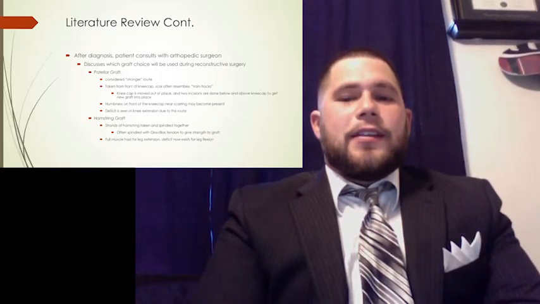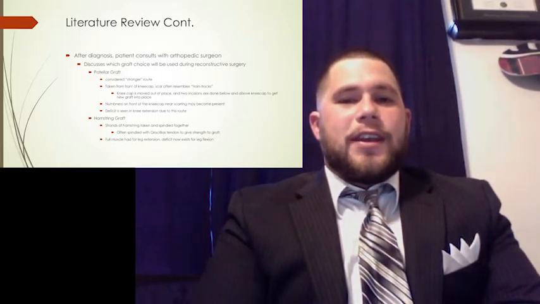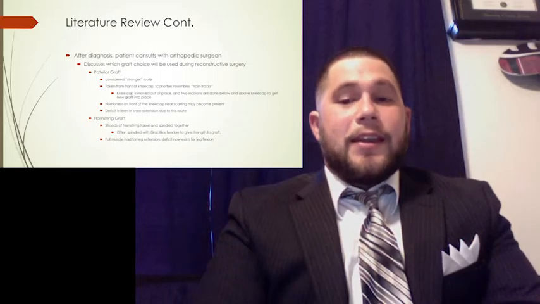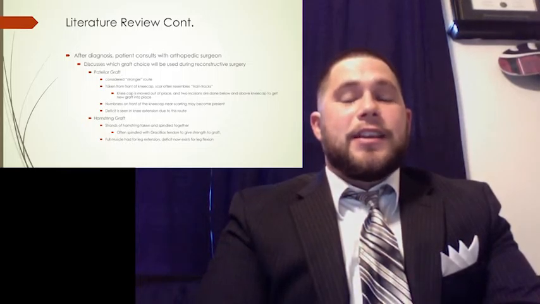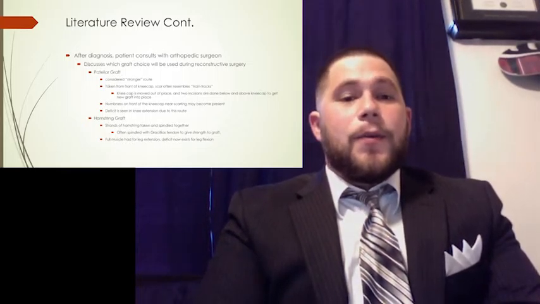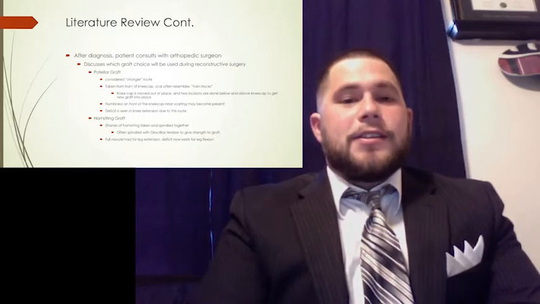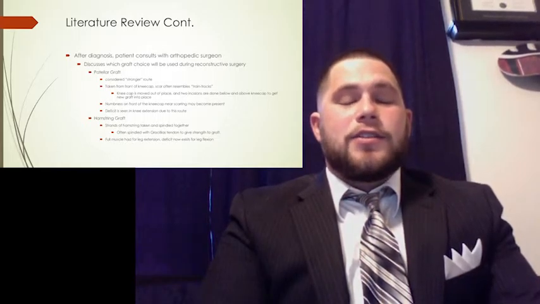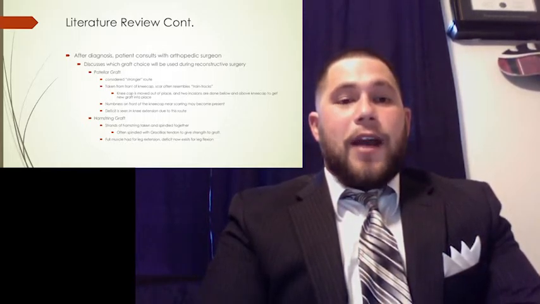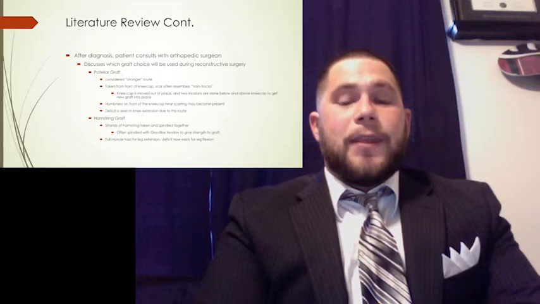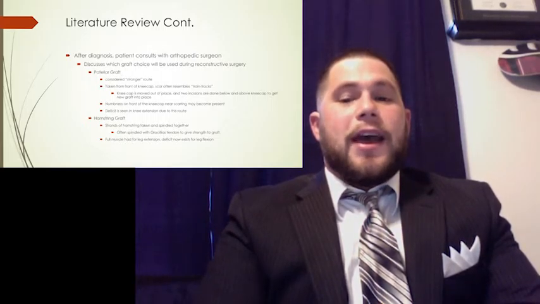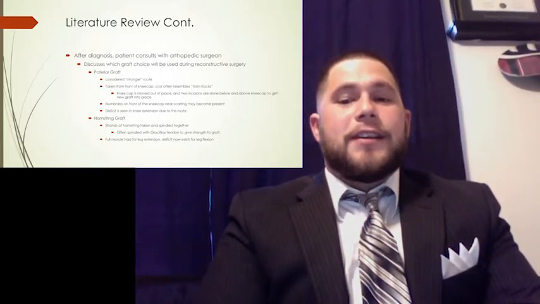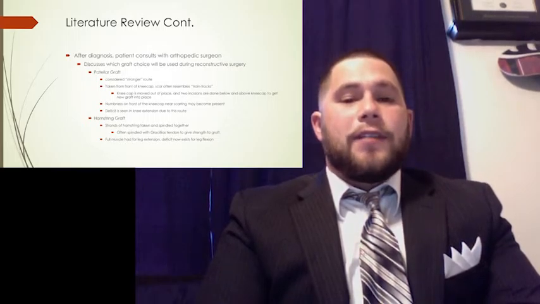There is some numbness present on the front of the kneecap near the scarring, and the deficit is then seen in knee extension due to this route. When going with the hamstring graft, strands of the hamstring are taken and are often spindled together with the gracilis tendon to add strength to the graft to prevent future tearing. Full muscle is had for the leg extension, however, the deficit now exists with leg flexion.